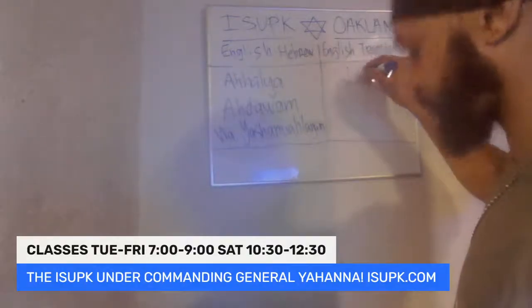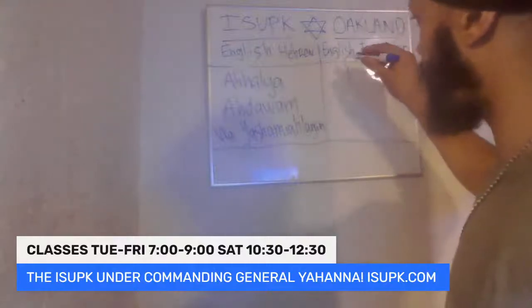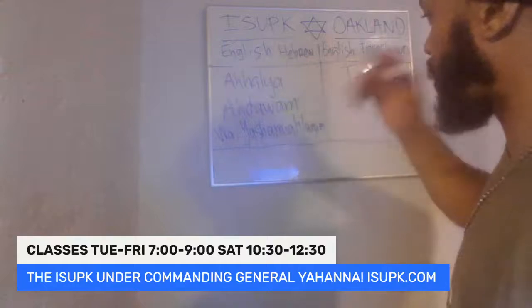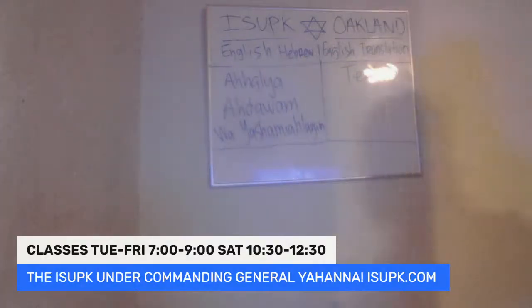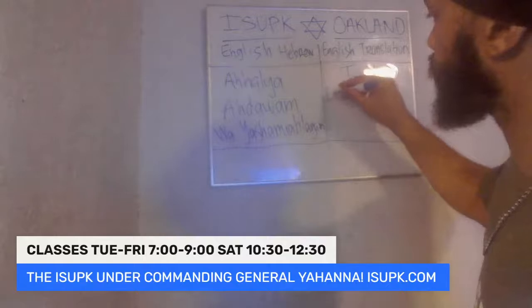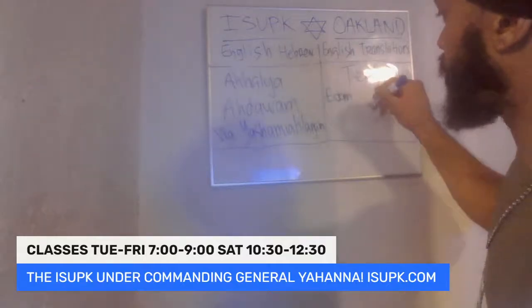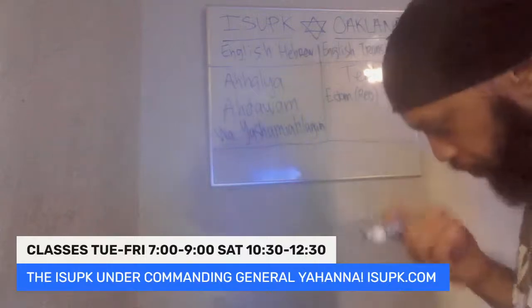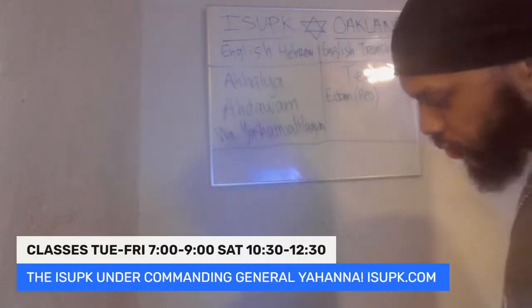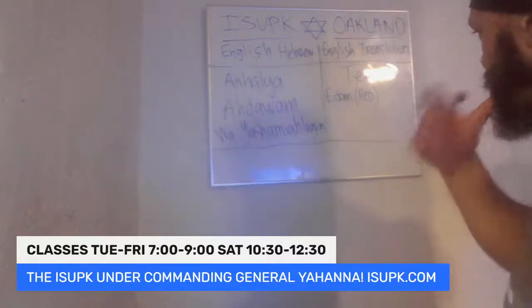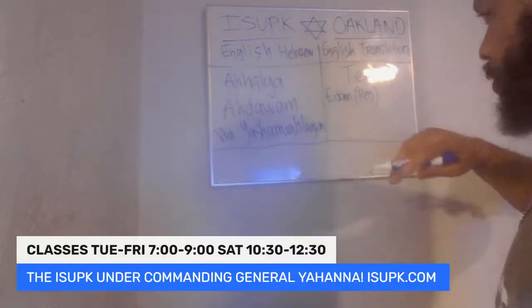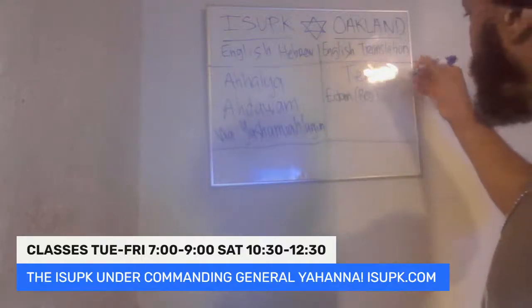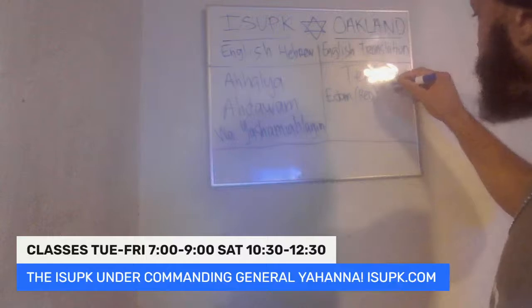So Ahaliah is tent. Adawam is Edom. All right. Edom means red. It's also the white nation. All right. Oppressors. White people.